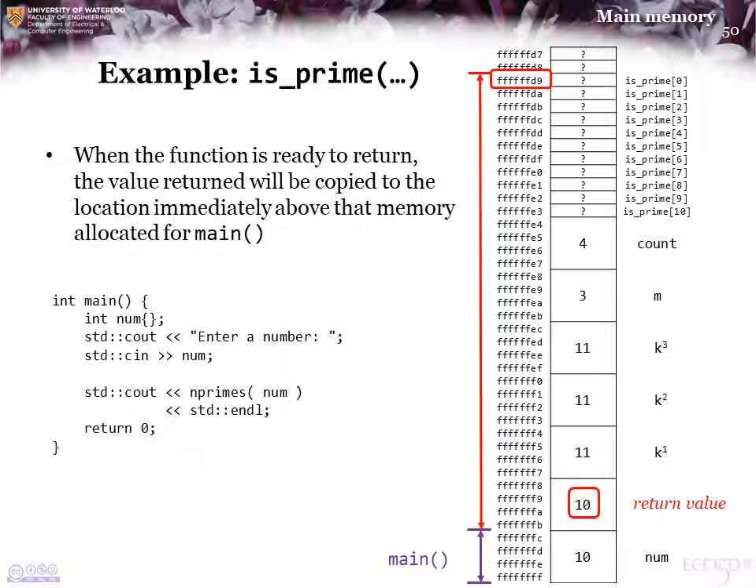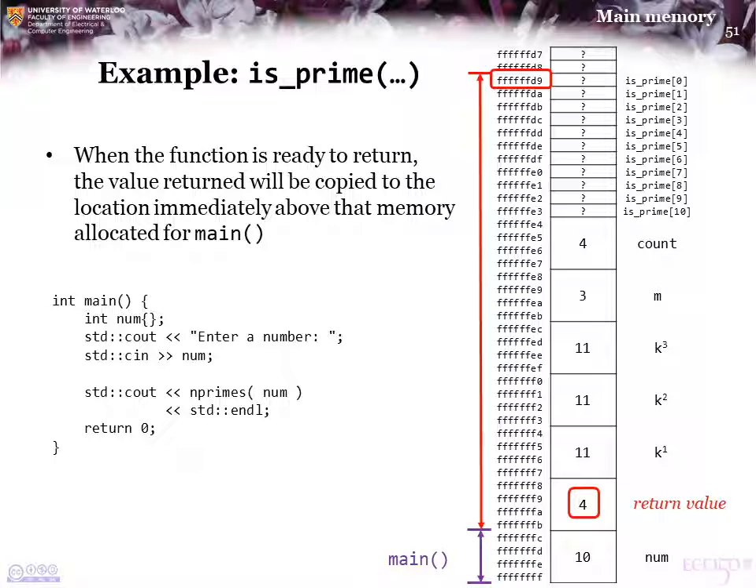Now, when the function isPrime is ready to return, the value that is to be returned will be placed in that memory location immediately above the memory allocated for main. So main knows exactly where to look to retrieve that value. In this case, the value being returned is the value of count. So the value of count is copied down to this location, and execution returns back to the main function, which will then take this return value and print it to the screen.